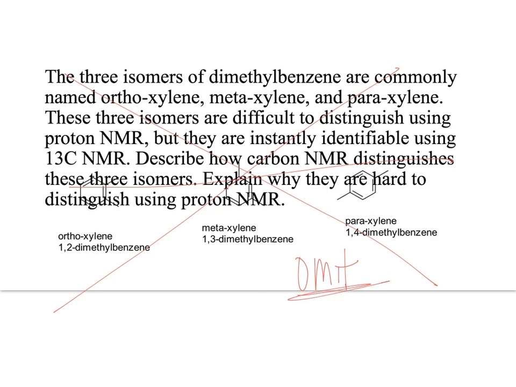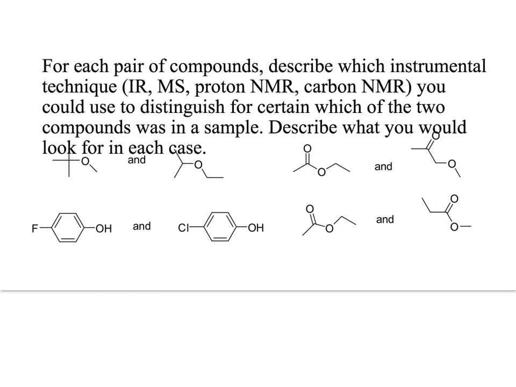And for each pair of compounds, decide which instrumental technique, IR, mass spec, proton NMR, carbon NMR, you would use to distinguish these compounds. Okay, so this one, they're going to give you a similar mass spec, but you could use carbon NMR or proton NMR. So you'd be able to distinguish that.